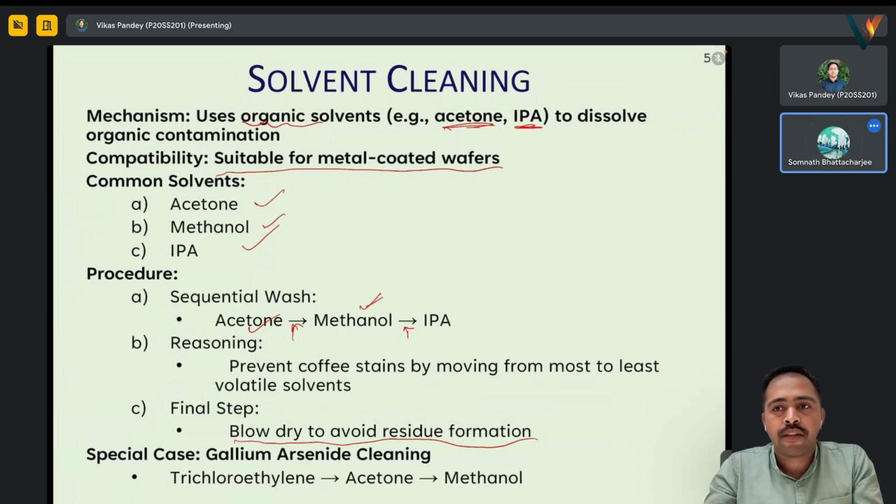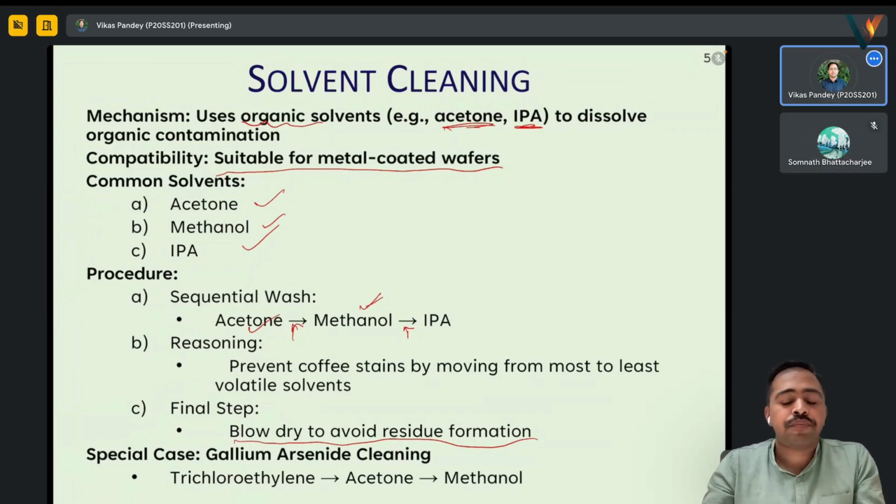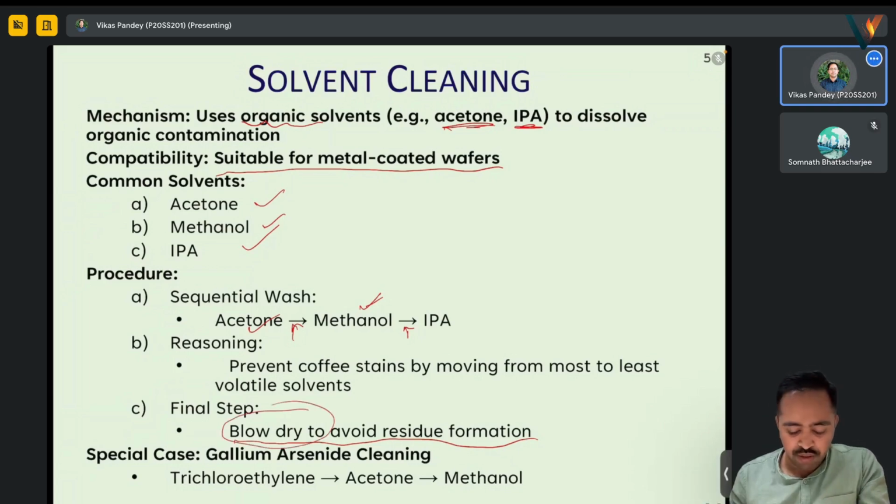Yeah, okay. So with each subsequent step, some people do this blow drying, or some people prefer doing the sequential wash and then at the last they do the blow dry. But in case of gallium arsenide cleaning, one more material, TCE or trichloroethylene, is used, followed by acetone and methanol.